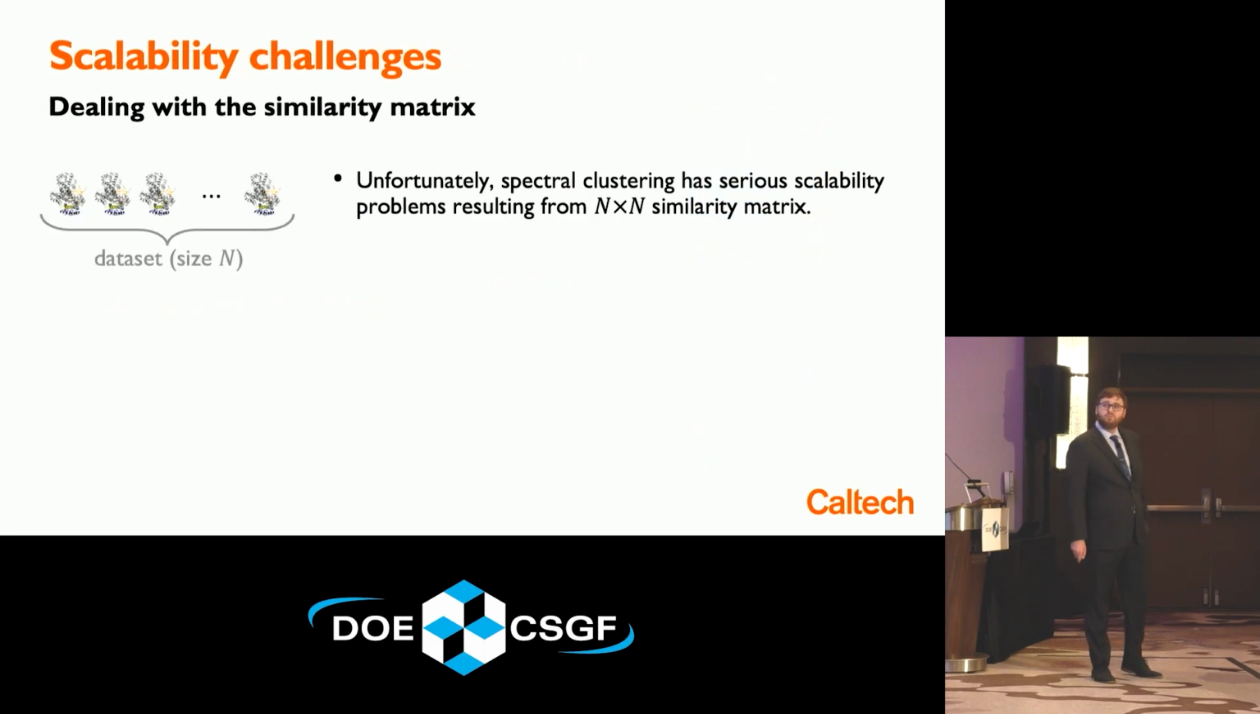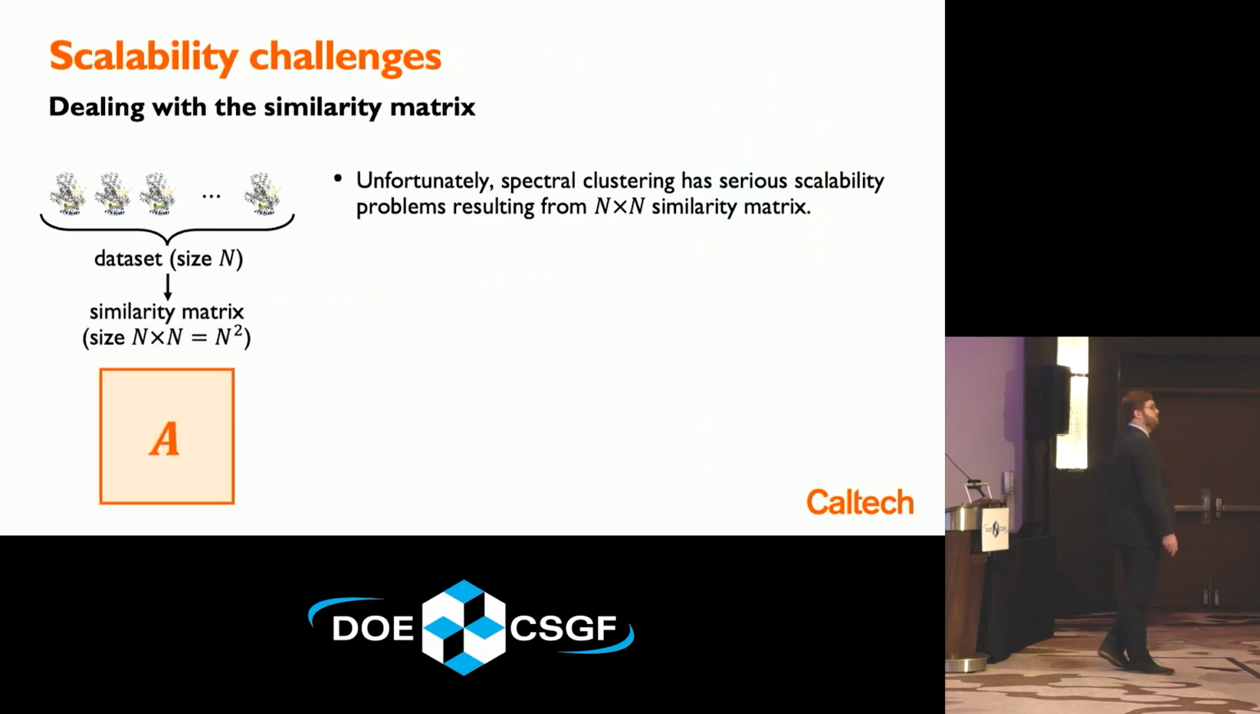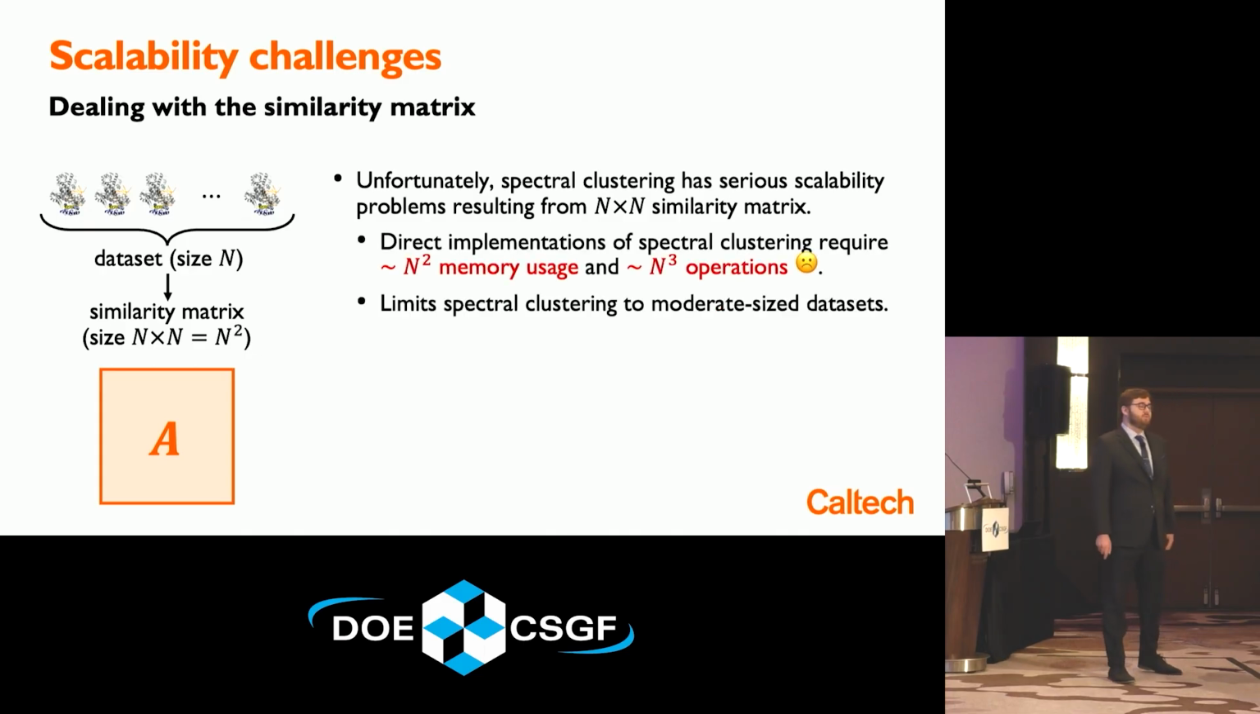All right. So unfortunately, this is a widely used and very popular approach, but it has a fundamental limitation, which is that I've taken a data set of size n, and I've blown it up into a similarity matrix of size n by n, equals n squared. And so directly implementing spectral clustering is very computationally costly. The memory is going to scale like n squared, because I have to store this n by n similarity matrix.